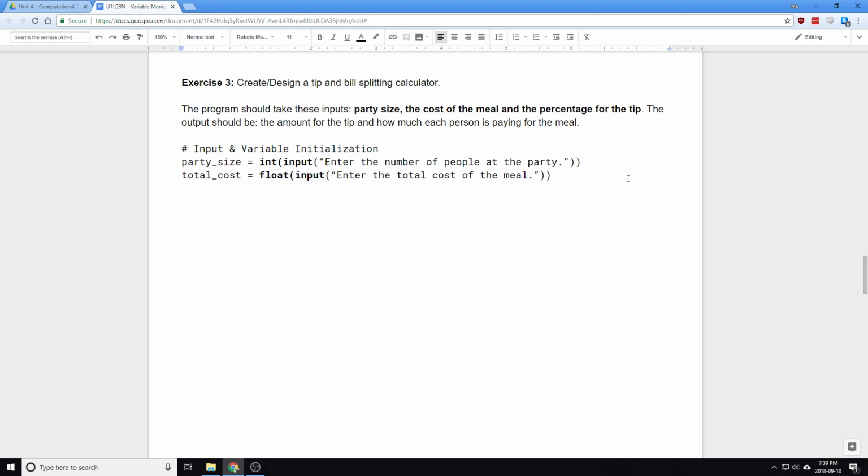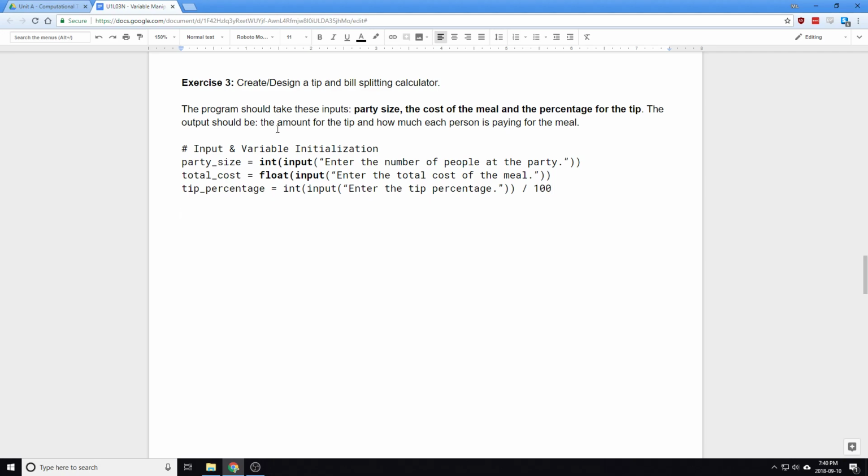And lastly, we're going to input the percentage, where we're going to say tip percentage is equal to the integer input of "Enter the tip percentage." And then this entirety is going to be divided by the value of 100, so that we can convert this integer value into a percentage.